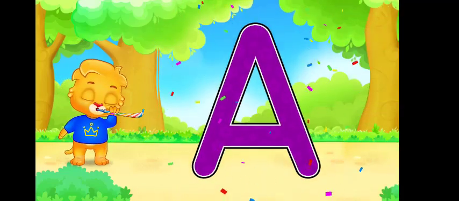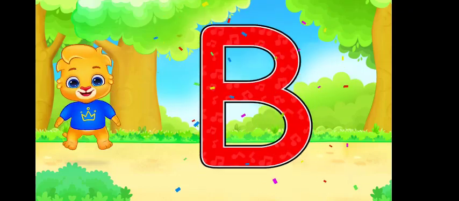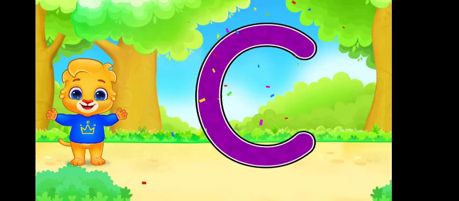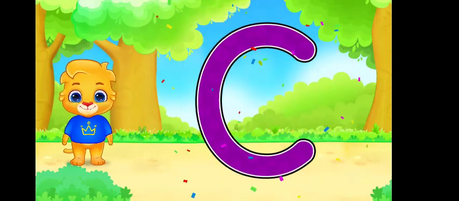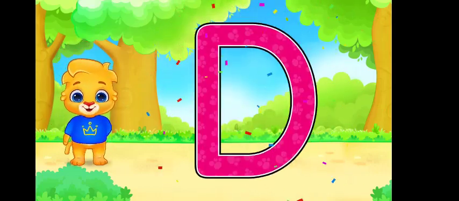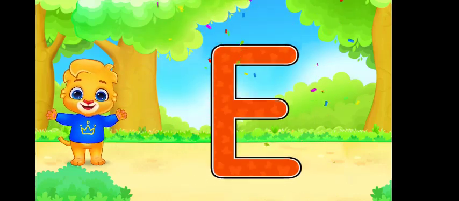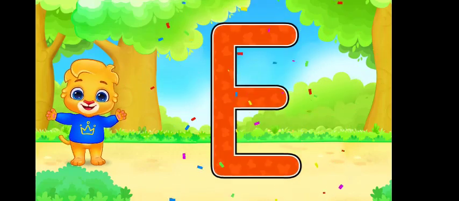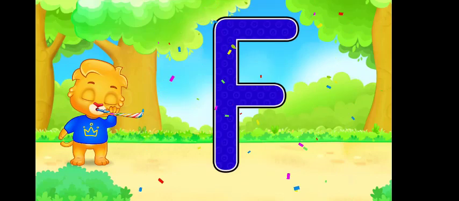A is for apple. B is for ball. C is for cat. D is for dog. E is for egg. F is for flower.